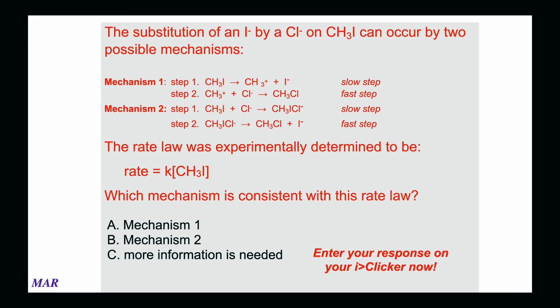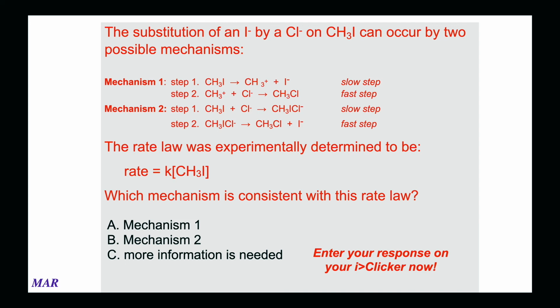So this is a possible mechanism. There's two possible choices here. And what's happening here is the substitution of an iodide by a chloride ion. So if you see here, one of the final products is CH3Cl, and you start with CH3I. So you can imagine that mechanism 1 and mechanism 2 are coming from two different chemistry labs, and they're kind of having an intellectual discussion about which one it is.